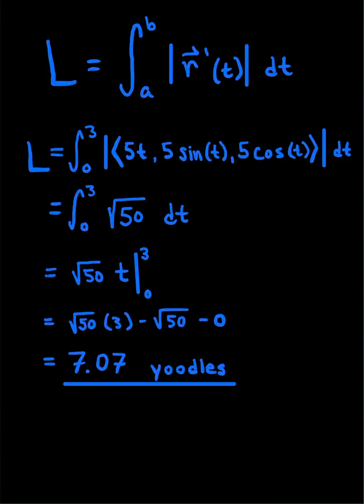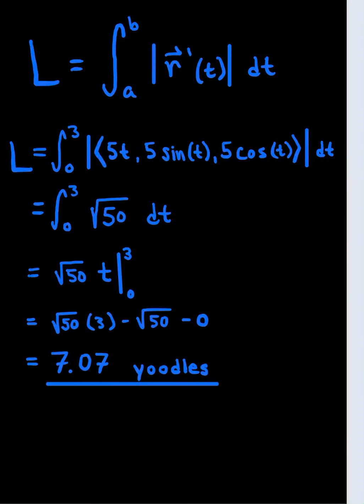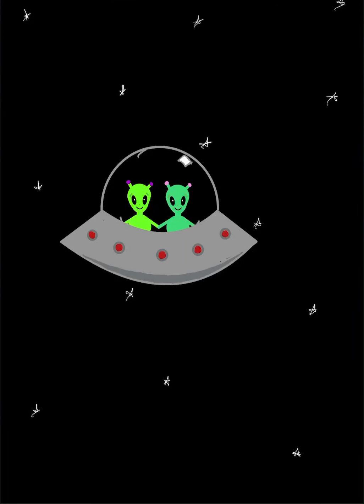So then we get that the arc length is 7.07 utils, which is a measurement of distance in this galaxy, of course. Great, now that Horace and Siebel know the arc length of the road, they know that they have enough fuel, so they are on their way. Everything is going smoothly, and Horace begins to think about the wonders of vectors.